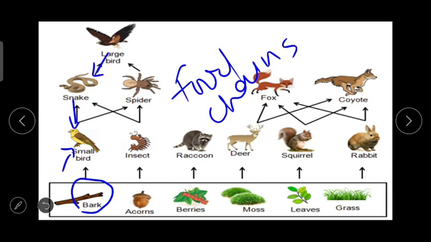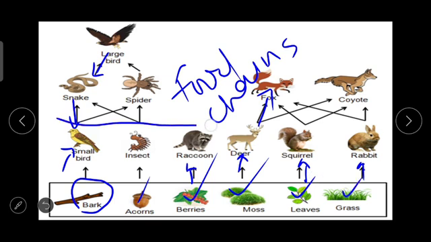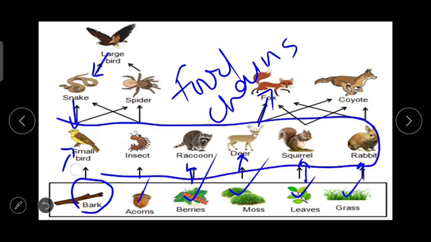Then spider is also there. Now again here in the berries, raccoon is there, then the deer, then fox, squirrel and rabbit in the grass. So here you can see bark, acorns, berries, moss, leaves and grass. इस पे रहने वाले ये सारे animals हैं.